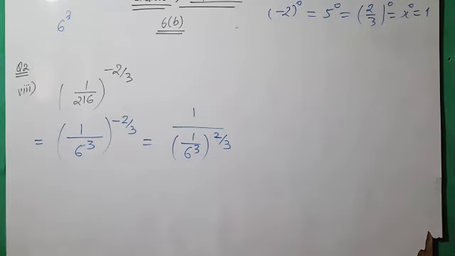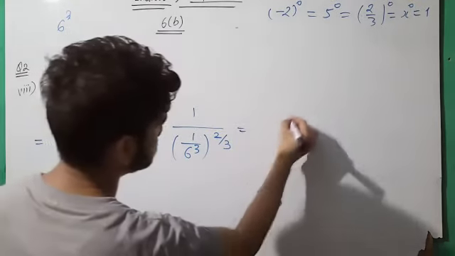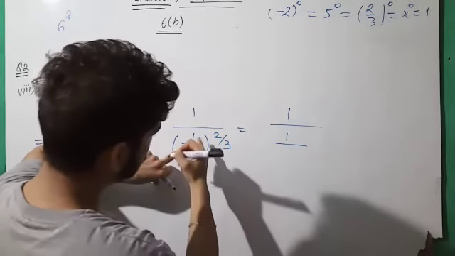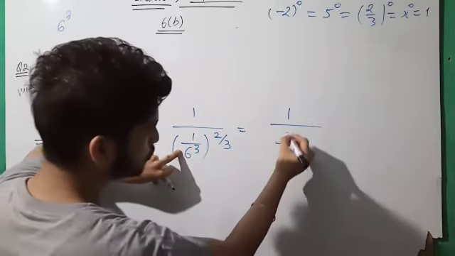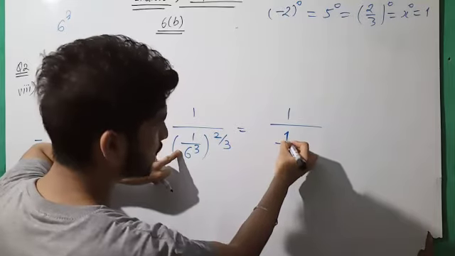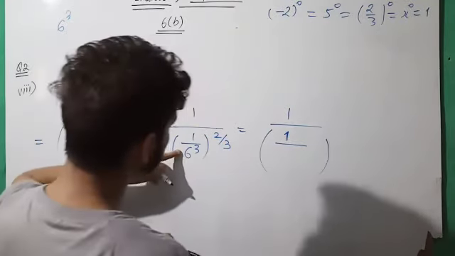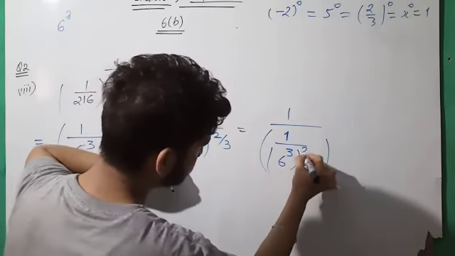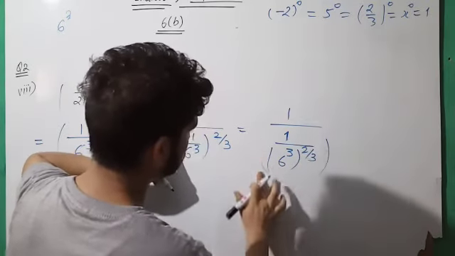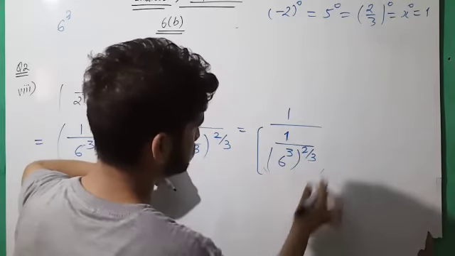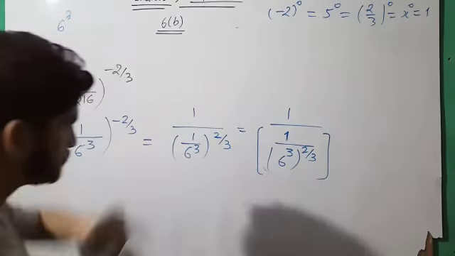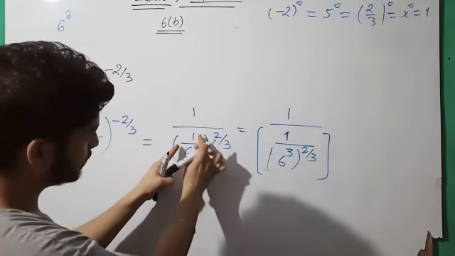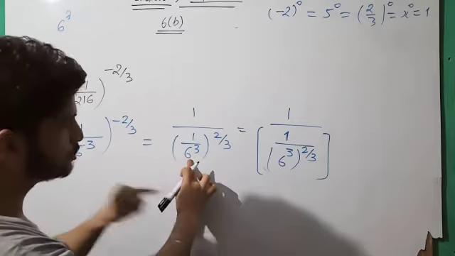So 2 by 3 means we have to place like 1 upon, 1 to the power 2 by 3. 1 to the power 2 by 3 is always 1. 1 to the power any power is always 1. Now we have 6 to the power 3, to the power 2 by 3. This is a very important question. What did we do? We have 1 to the power 2 by 3, and 6 to the power 3, both have powers.